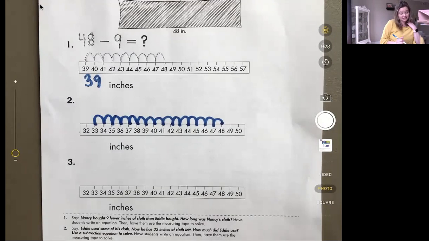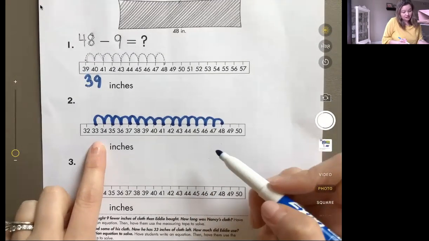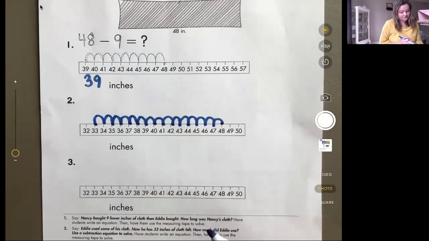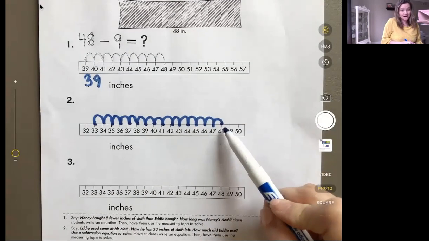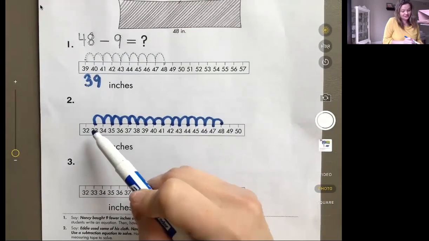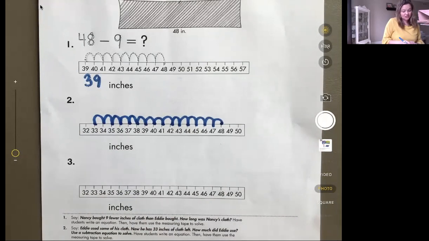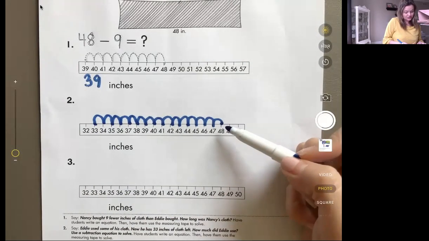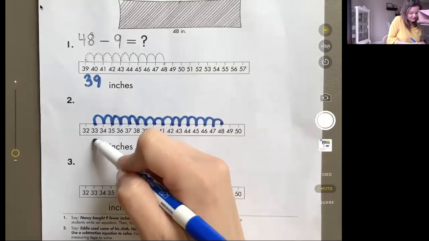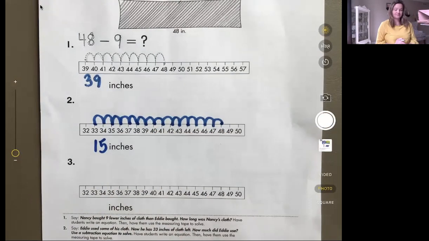So to write an equation for this, we could say 48 minus 15 gave us 33. So we know that he used 15 inches. Okay? Now let's look at number 3.